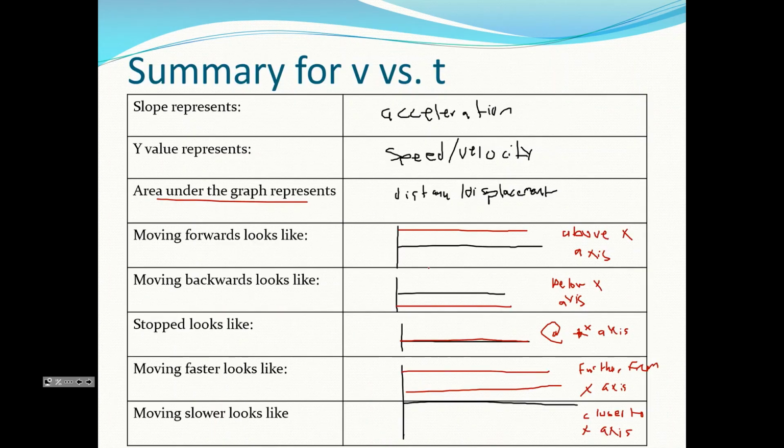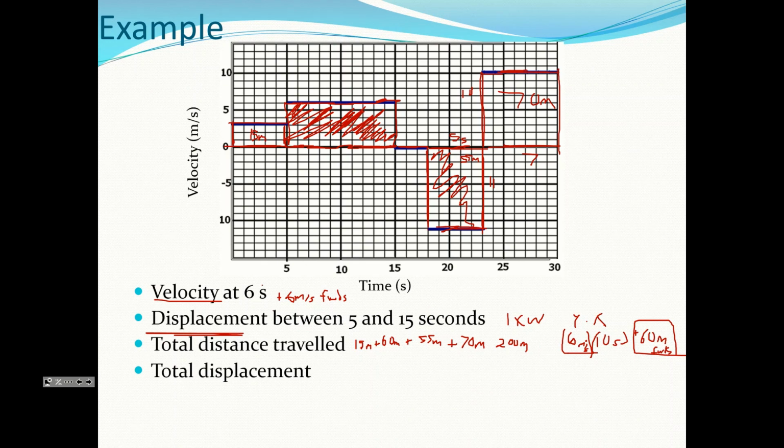So what does moving forwards look like? Well, moving forwards is above our x-axis. Moving backwards is below our x-axis. Okay, so if we want to do that, then this is above, so this is positive. This is positive. This is stopped. This is negative because our line here is below our x-axis. And then this is positive because it's above our x-axis.